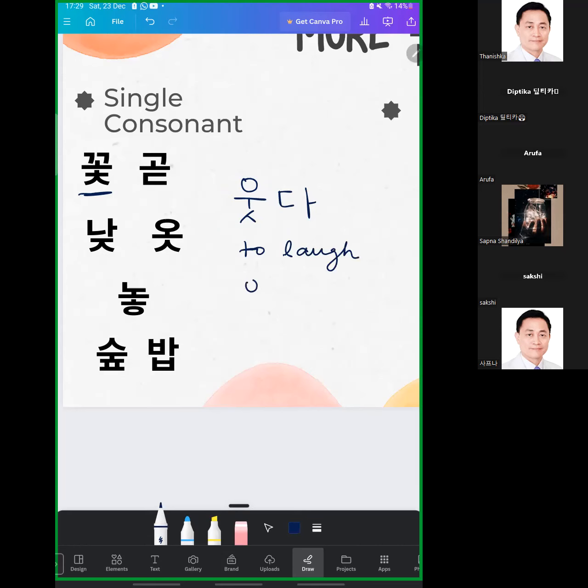Okay, but now this word. Does anyone want to try reading this? Can I? Yes, go ahead. Just a minute. Is it awesome? Awesome. Very good.